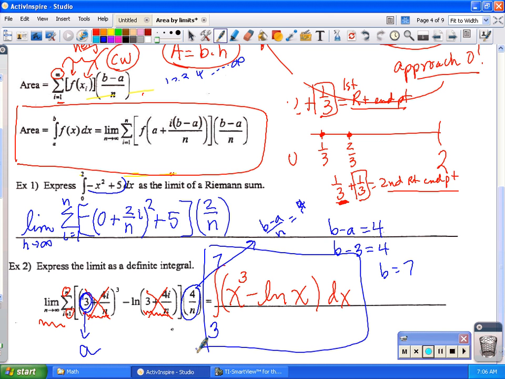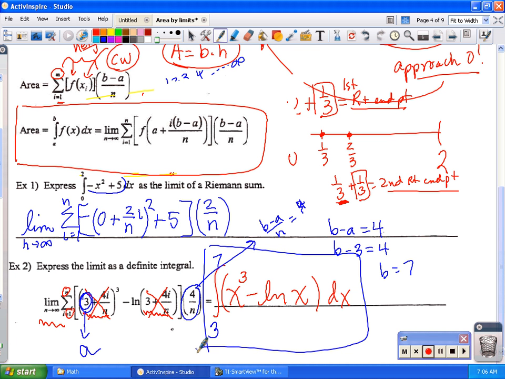So that limit expression represents the definite integral, or the area bounded by the curve x cubed minus ln of x, starting at 3 and stopping at 7. So that's how you find the exact area under a curve. It's the definition, or the limit definition, of a definite integral.